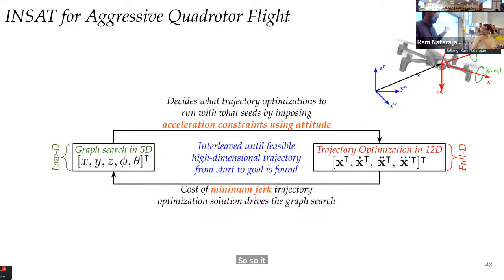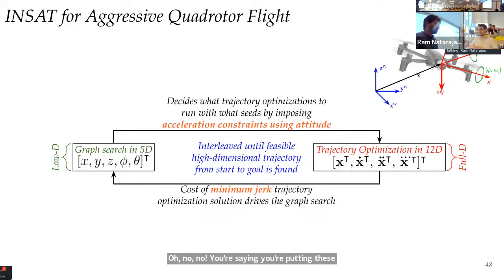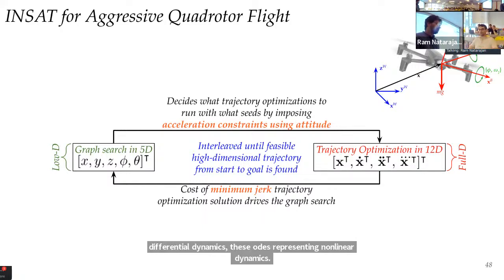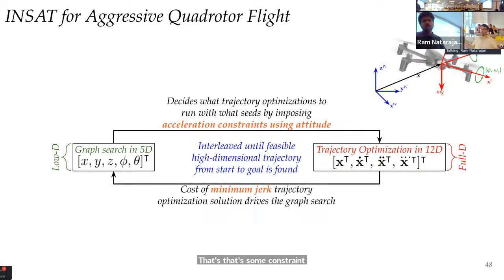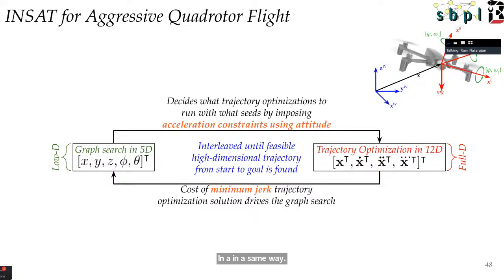Oh, no. You're saying you're putting these differential dynamics, these ODEs representing nonlinear dynamics, as some constraint manifold, right? Yes, it's arbitrarily curvy and weird and nasty, right? I would have a really hard time encoding the feasible set there in a sane way. I guess I'm just pushing back on what's easy and what's hard.